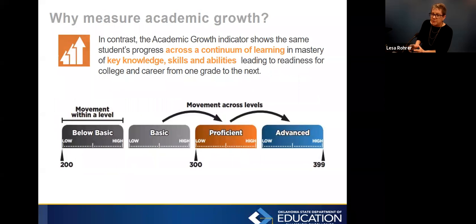In conjunction with achievement, we also measure growth. Growth is looking at the same student across a continuum of learning so that we can gauge how well they're mastering key knowledge, skills, and abilities that lead to the readiness for college and career from one grade to the next. Points are earned on this one if students move within a level or move across a level, and those point values range from 0 to 200.